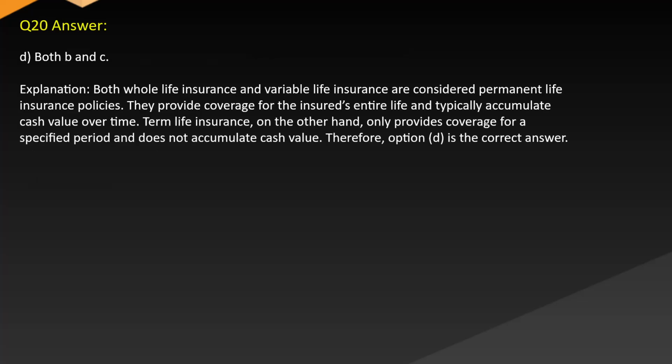Answer D. Both B and C. Explanation. Both whole life insurance and variable life insurance are considered permanent life insurance policies. They provide coverage for the insured's entire life and typically accumulate cash value over time. Term life insurance, on the other hand, only provides coverage for a specified period and does not accumulate cash value. Therefore, option D is the correct answer.